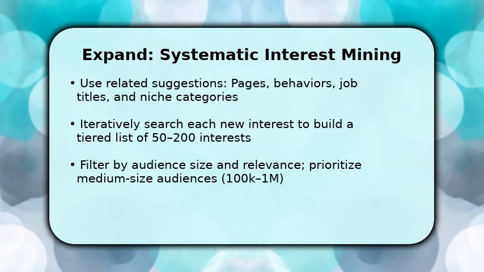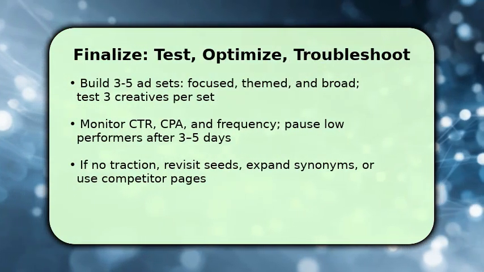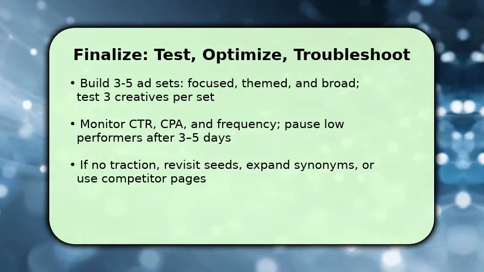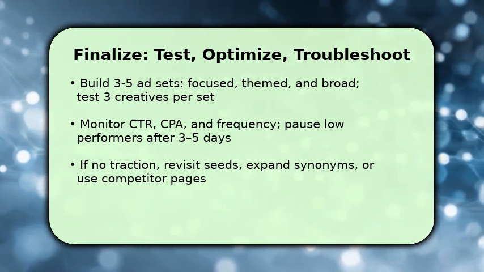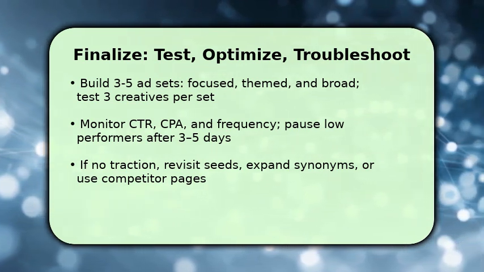Now assemble your final sets: 1 tightly focused, 1 themed cluster, and 1 broader mix. Launch with 3 creative variations and track CTR, CPA, conversion rate, and ad frequency across sets. Once you see patterns, reallocate budget to winners and pause low performers after 3 to 5 days.